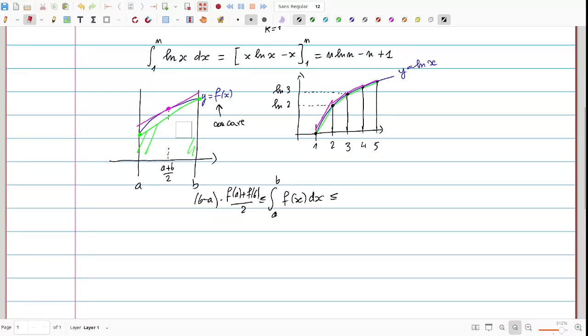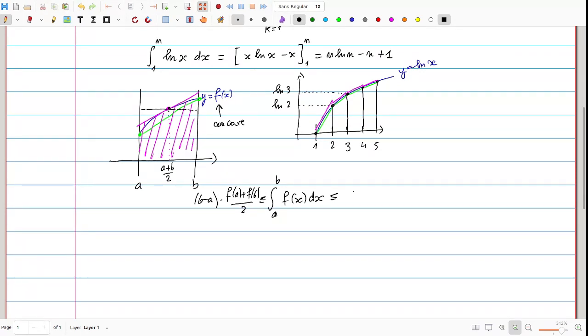On the other hand, the area below the purple line, which is the tangent line in the midpoint, is equal, since this line is in the middle, to the area of a rectangle, again the rectangle which has height equal to the value in the midpoint.